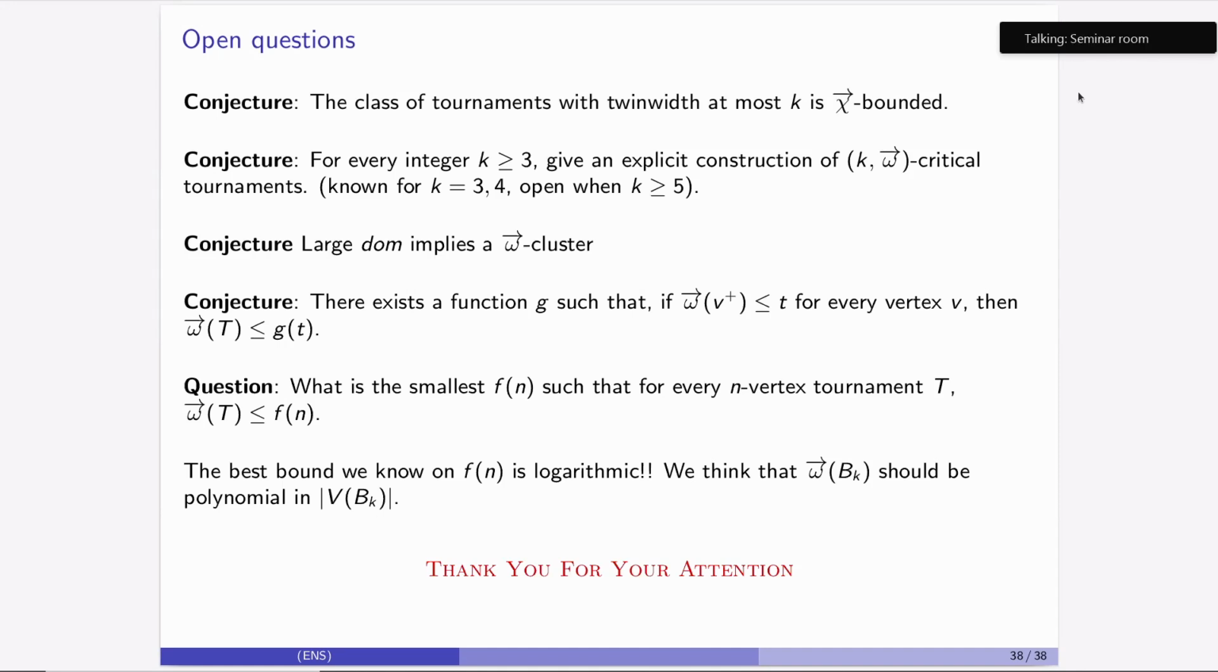We don't even know what its omega is. So we don't know what its clique number is. Yeah, we don't know if it's between log and polynomial in the number of vertices.